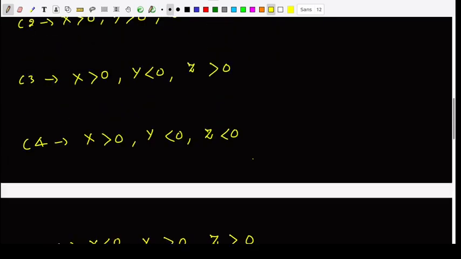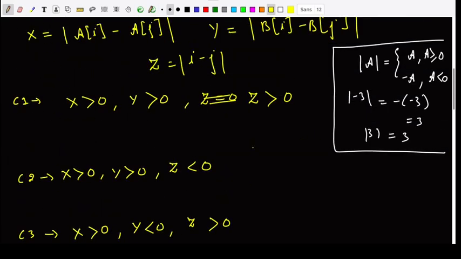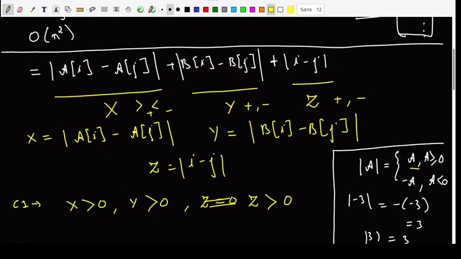Okay, so now let us plug in. We understand that when a is greater than 0, the mod of a will be a, and when a is less than 0, the mod of a will be negative a. So let us use that and expand this. So remember, we have replaced this x, this y, and this z. So the expression essentially translates to x plus y plus z.